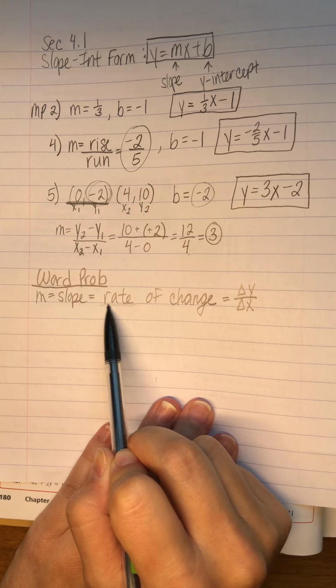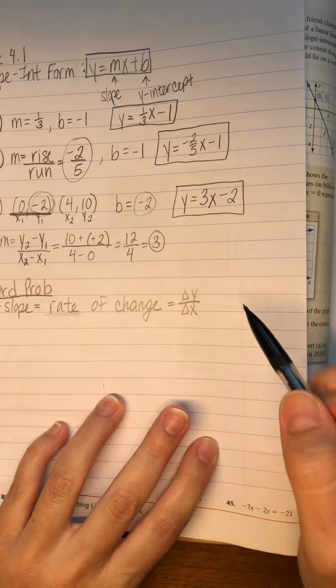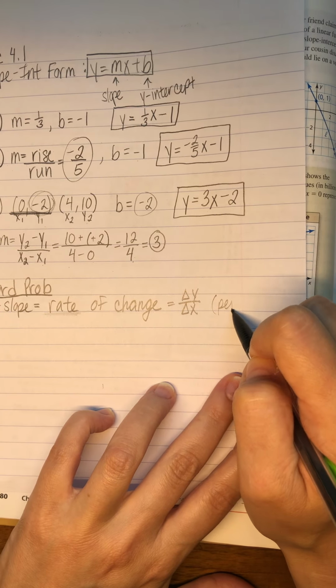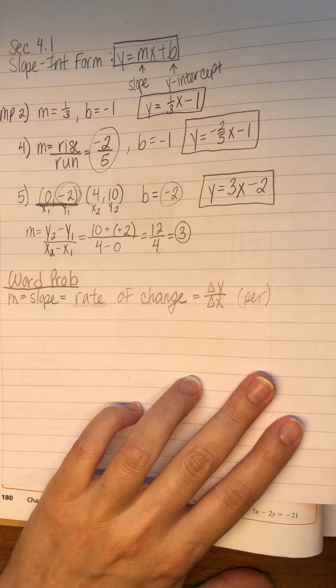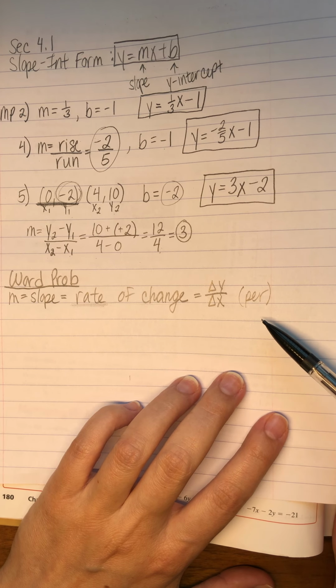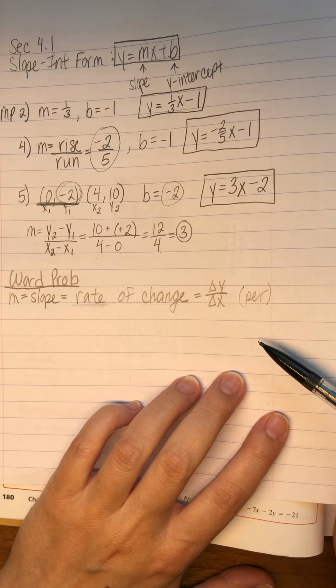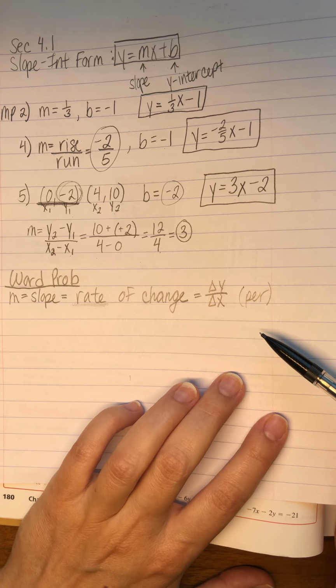Remember that with a rate, the key giveaway is the word per or each or every. If you see the word per or each or every in the word problem, that's a dead giveaway that that number represents the slope.